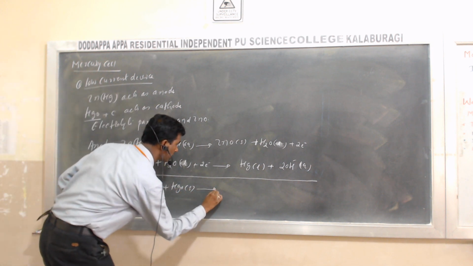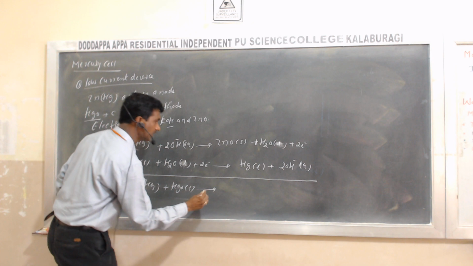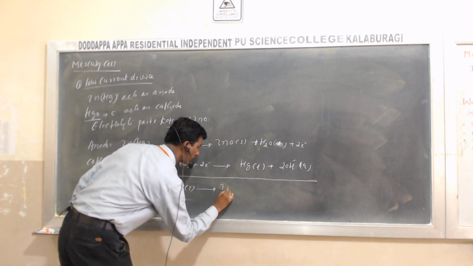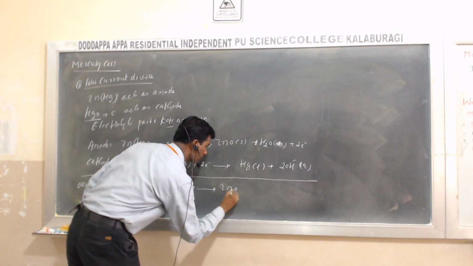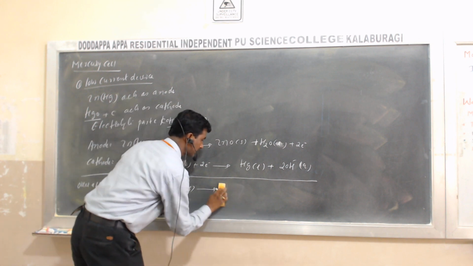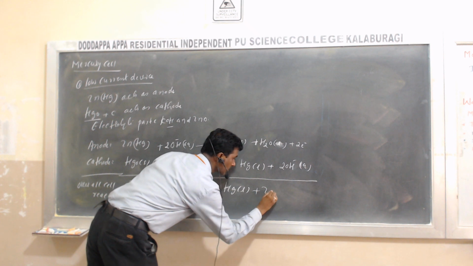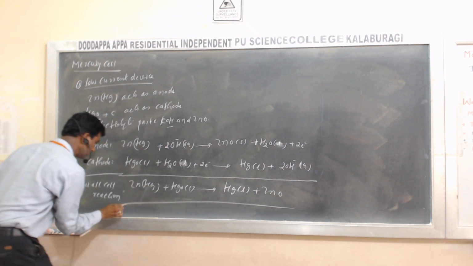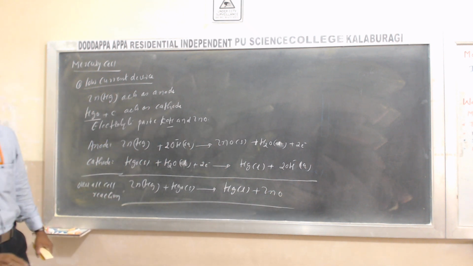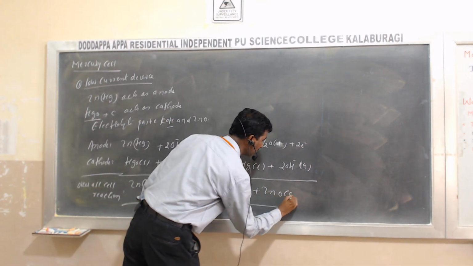Next, the 2OH and 2OH will cancel. So finally we get zinc oxide plus liquid mercury. So this is the overall cell reaction.